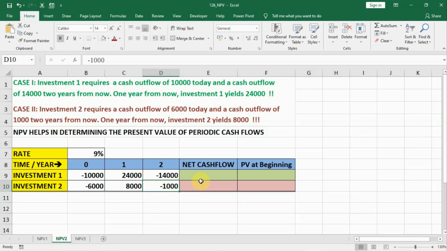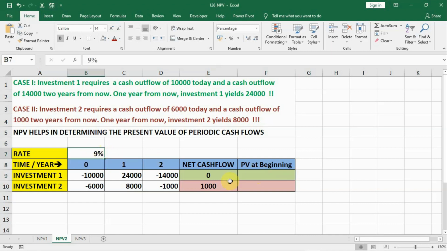So let us calculate the net cash flow. We'll press Alt and equal twice to calculate the sum. In these investments, it seems that investment 1 yields no profit or loss, whereas investment 2 yields a profit of 1,000 rupees. So let us calculate the net present value of these investments in terms of today and find out whether investment 1 or investment 2 is more profitable.